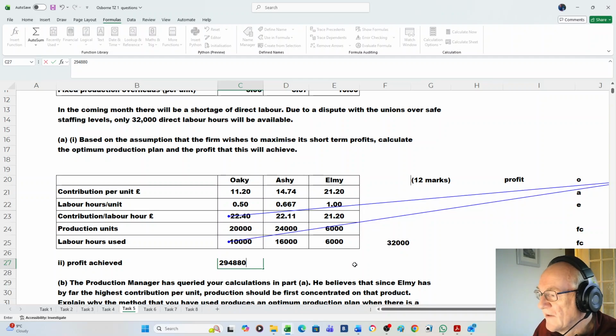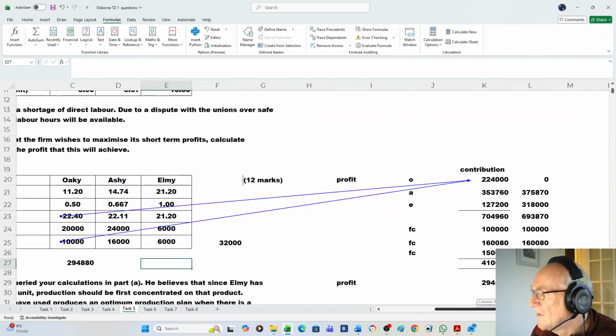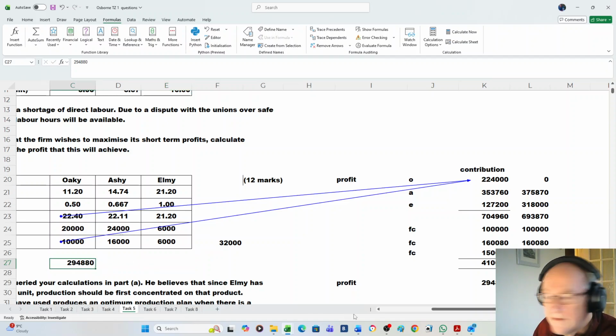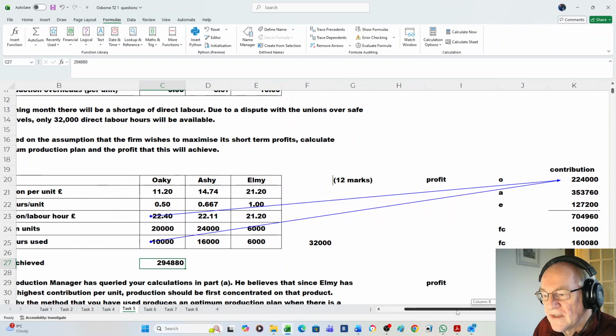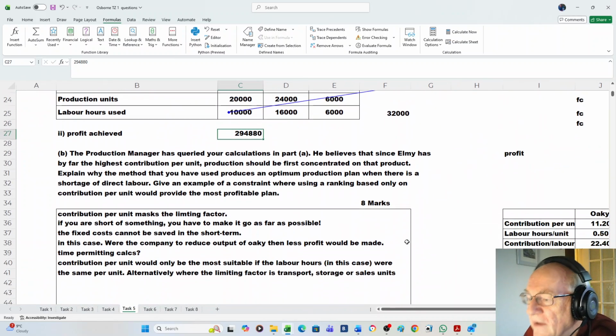There's more than one way of calculating, in that you could work out the contribution, or you could do the variable cost. You could do it in far more complicated ways, but the answer would always be 294,880. And now we're getting on to a written one again.